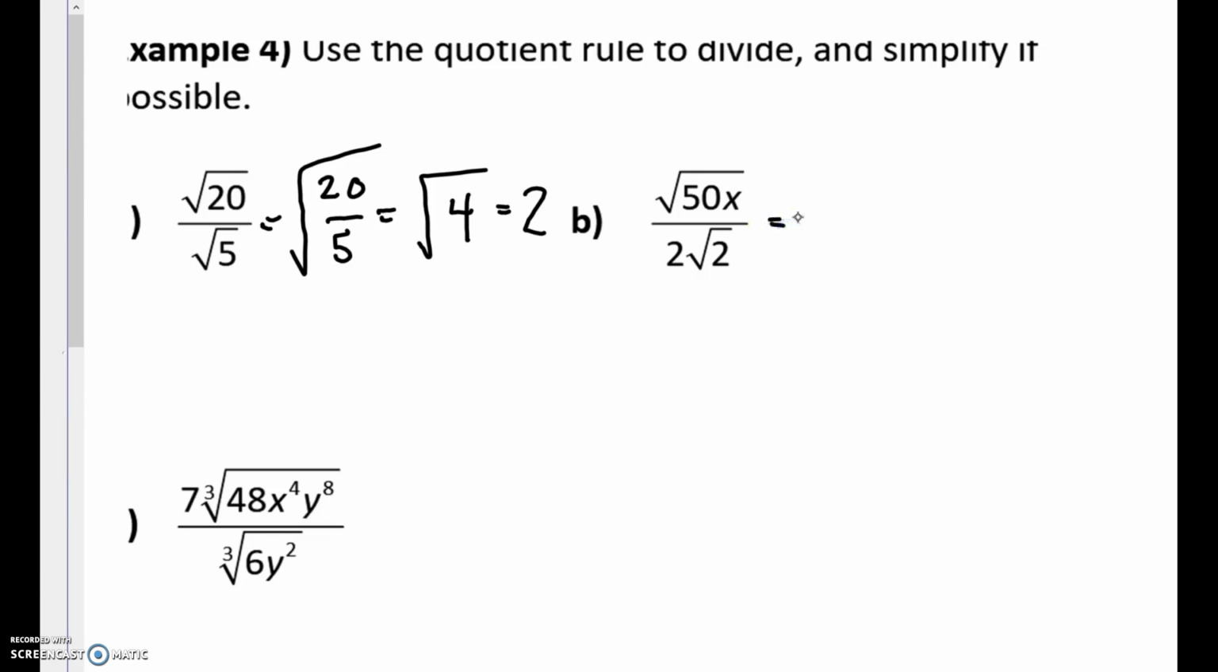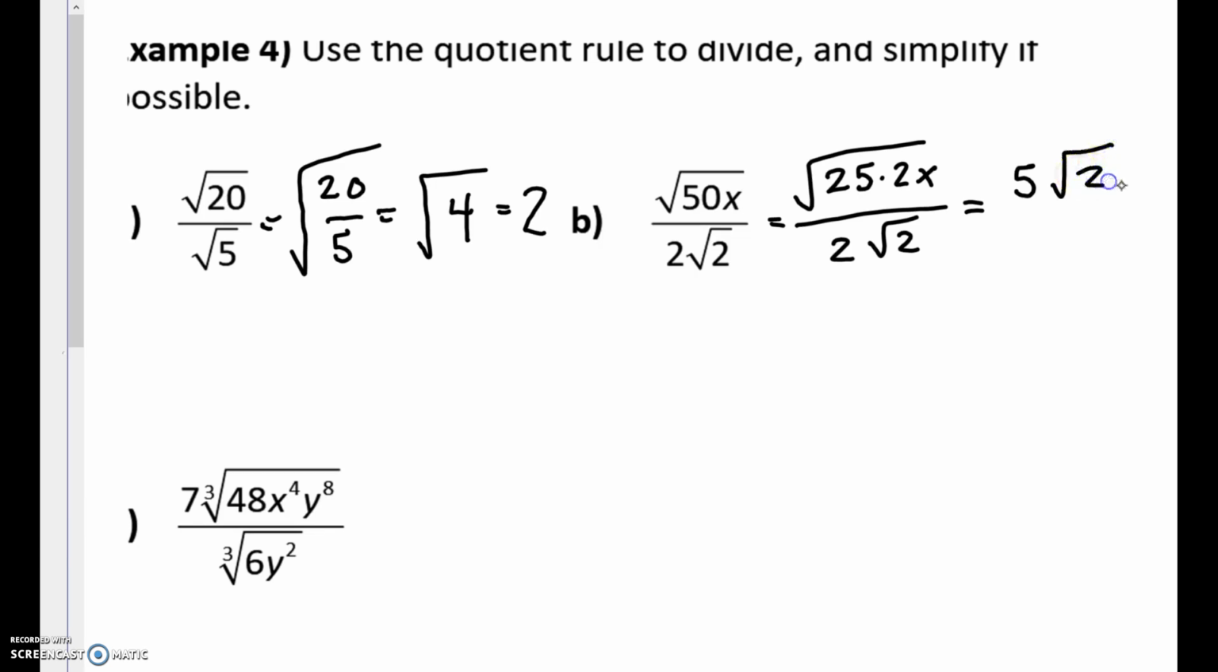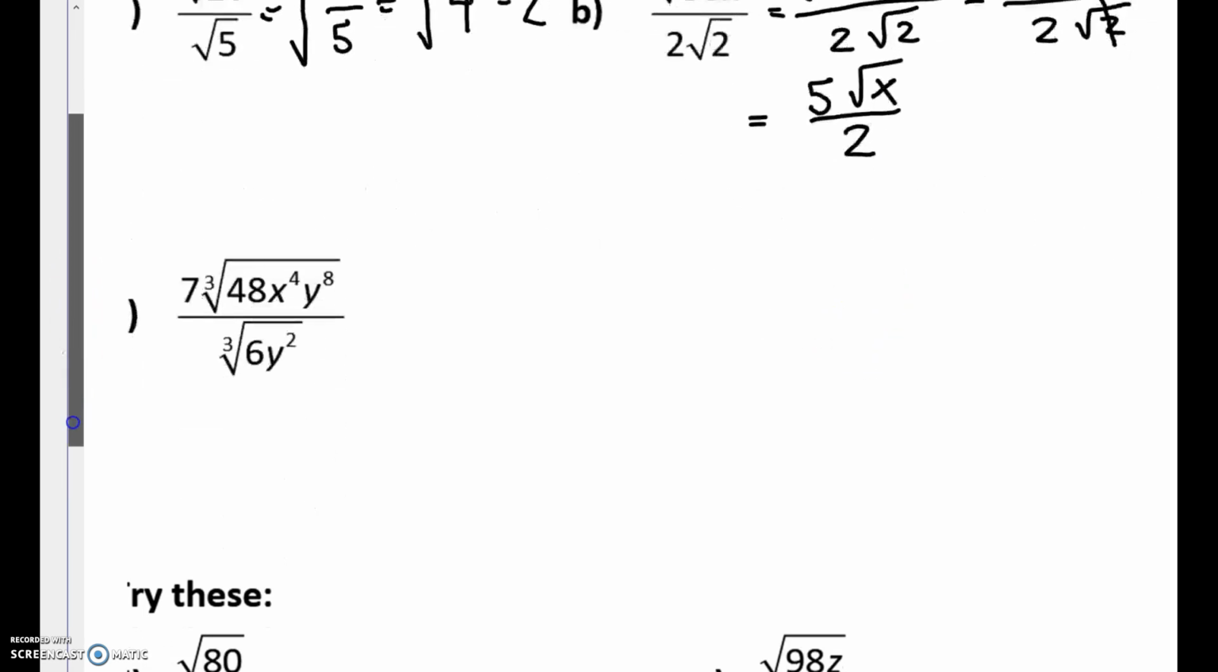Here, I am actually going to simplify the top first, I think. Well, the square root of 50x, well, 50 is 25 times 2, and we still have an x, over 2 root 2, which means that here, a 5 can pop out of this, but I'm left with the square root of 2, and I make that times the square root of x for a reason you'll see here, over 2 square root 2. Well, the reason I did that is those can cancel, so I'm left with 5 root x over 2.